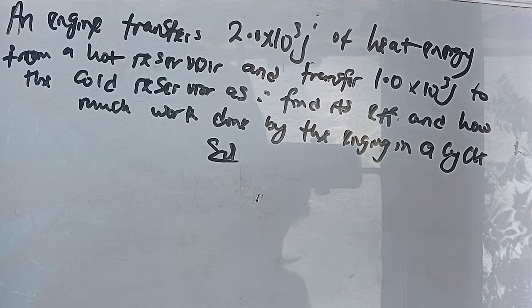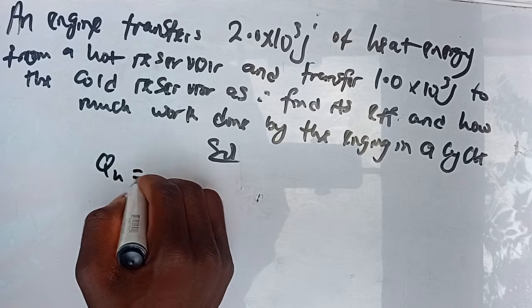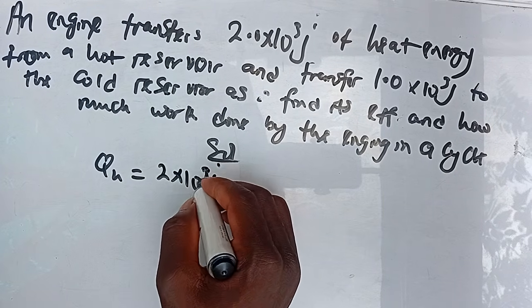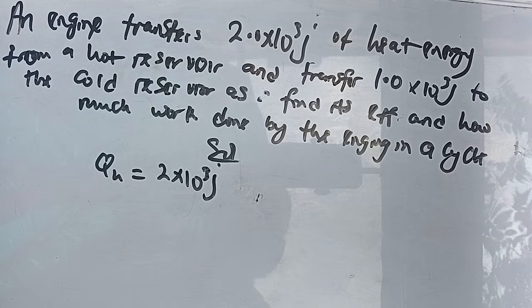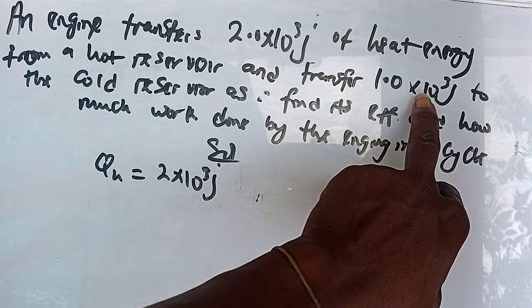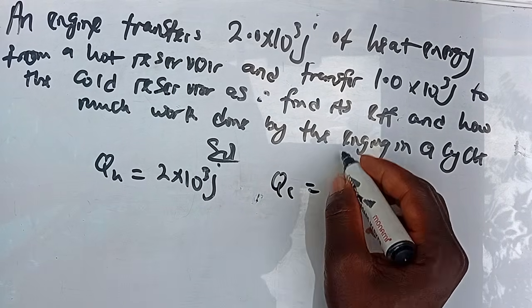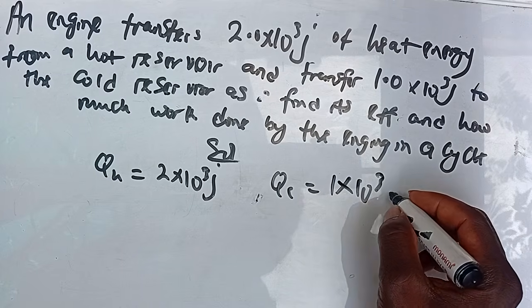Pardon my writing, I'm sorry. So an engine transferred 2.0 times 10 raised to power 3 joules of heat from a hot reservoir. QH equals 2 times 10 raised to power 3 joules. Are we together? 2.0 times 10 is the same as 2 times 10. And it also transfers heat to the cold reservoir. So our QC equals 1 times 10 raised to power 3 joules.